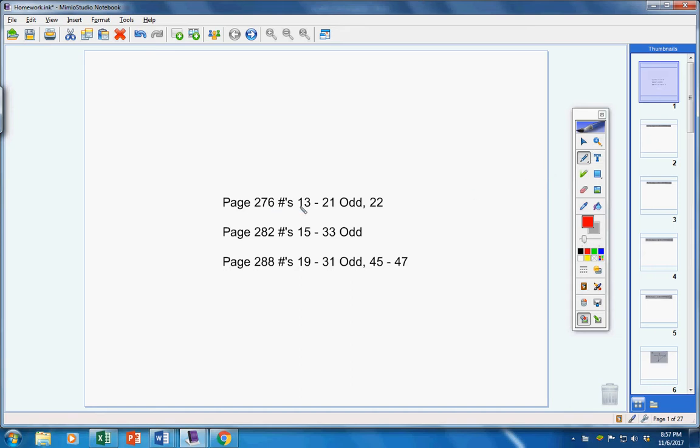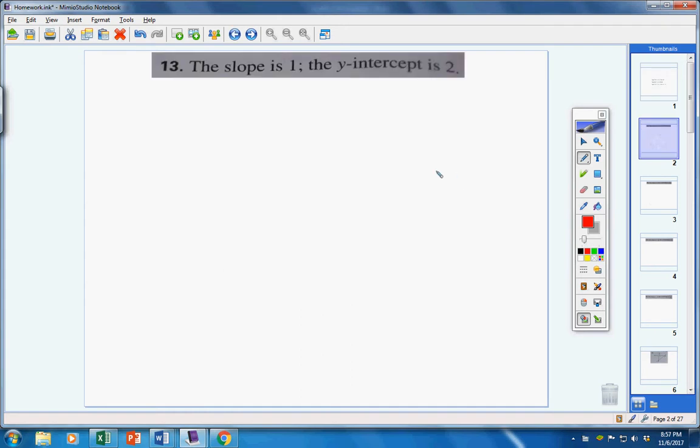Page 276, numbers 13 through 21 odd, says to write the equation of the line in slope intercept form. So here we go. Now remember, guys, anytime you are given the slope of a line and the y-intercept of a line, you just simply write y, then it equals, then you put the slope right here, then you put x next to it, and then you put the y-intercept here.